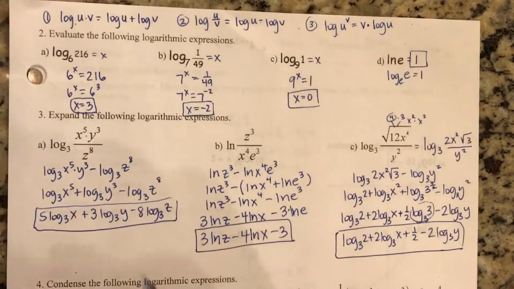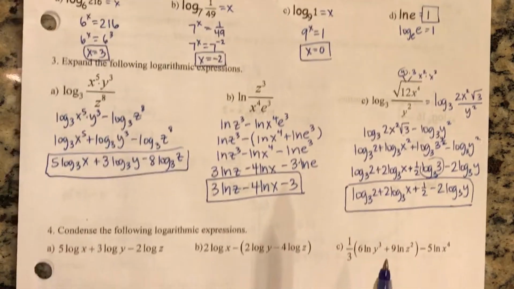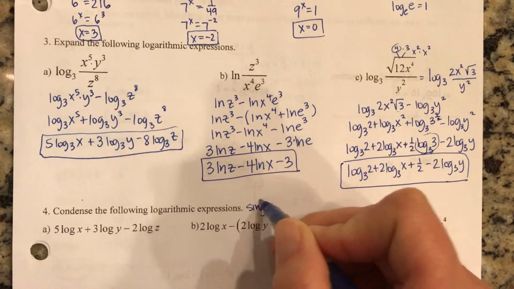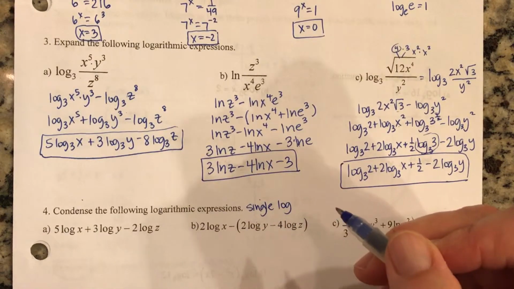So on all of these, we went from a single log to multiple logs. We expanded it out. The directions for the next part are to condense. That means get a single log. And this did not go well on that check-in.